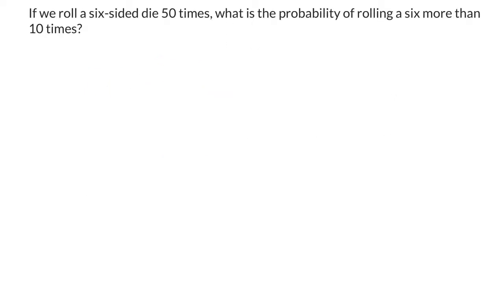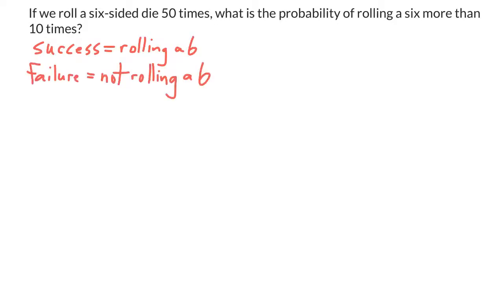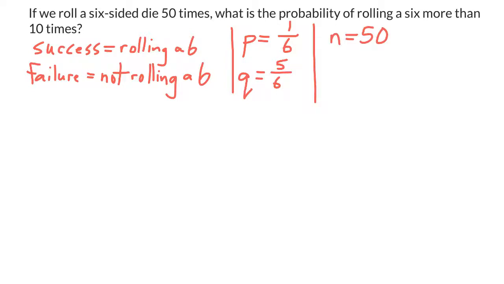If we roll a 6-sided die 50 times, what is the probability of rolling a 6 more than 10 times? So in this case, success would be rolling a 6, and failure would be not rolling a 6. Since we're using a 6-sided die, the probability of rolling a 6 is 1 in 6. So the probability of failure would be 5 out of 6. And in the question, we're told that we're rolling the die 50 times, so that means n is 50.